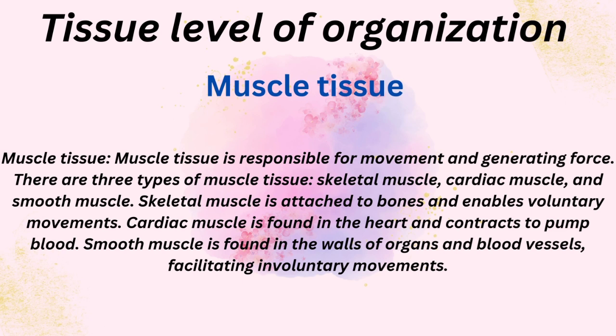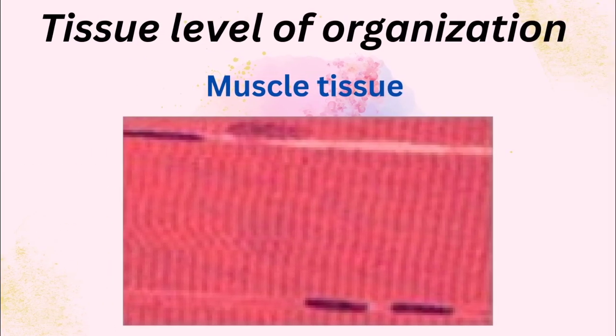Skeletal muscle is attached to bones and enables voluntary movements. Cardiac muscle is found in the heart and contracts to pump blood. Smooth muscle is found in the walls of organs and blood vessels, facilitating involuntary movements. Now this is the diagram for muscle tissue.